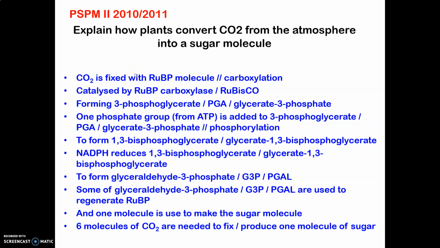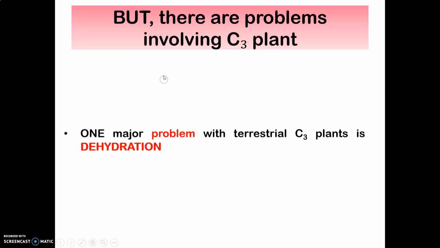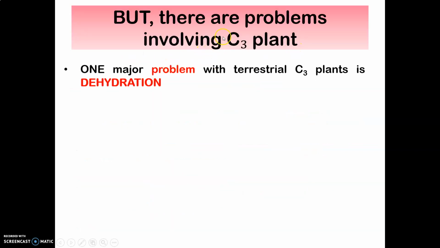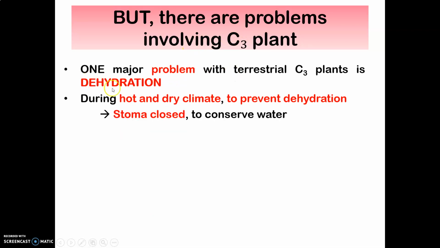So, itu adalah carbon fixation. The C3 cycle in which some plants yang kita panggil C3 plants, dia lakukan the Calvin cycle pada waktu siang. Tetapi ada problem melibatkan C3 plant macam padi dan sebagainya. One major problem adalah dehydration. Kerana apa? During hot and dry climate.